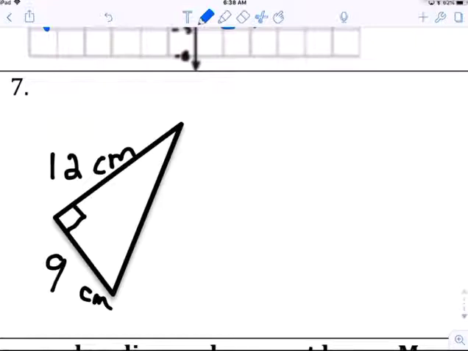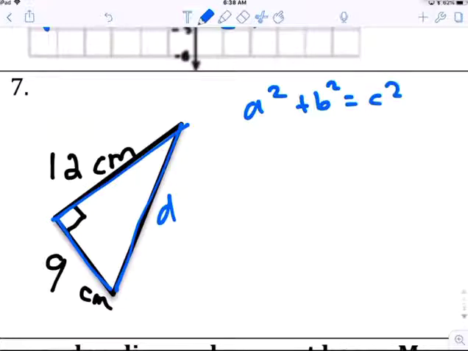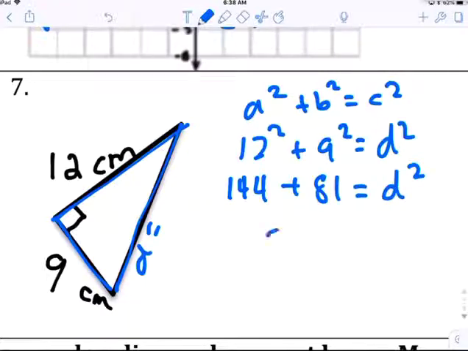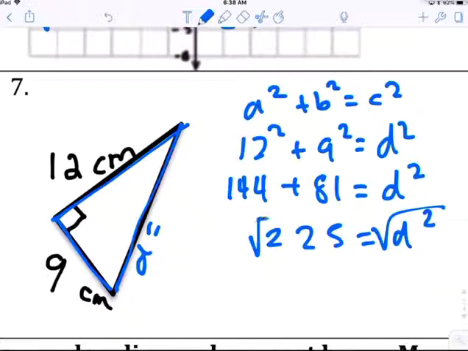This is 90 degrees. That's A, B, and this diagonal is C. A squared plus B squared equals C squared. We need to find that diagonal side. Okay, so 12 squared plus 9 squared equals diagonal squared. 144 plus 81 equals diagonal squared. This is 225 equals diagonal squared. Take the square root. 15 is the diagonal.